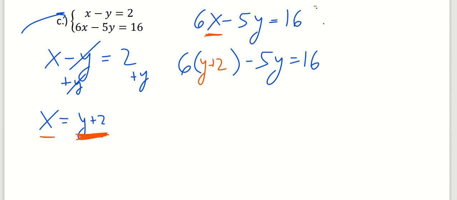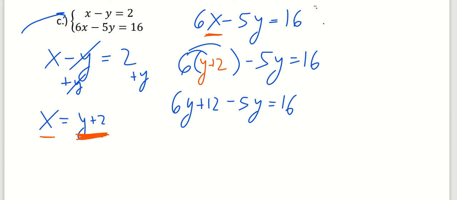This now gives us a single equation in the variable y. We can go ahead and solve this. To begin, let's distribute to get rid of the parenthesis. We have 6y plus 12 minus 5y equals 16. On the left-hand side, like terms 6y minus 5y combine to give us y. So we have y plus 12 equals 16.